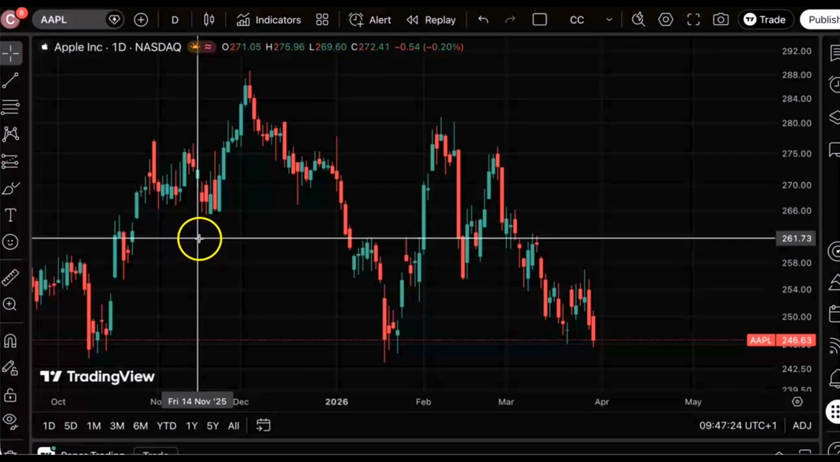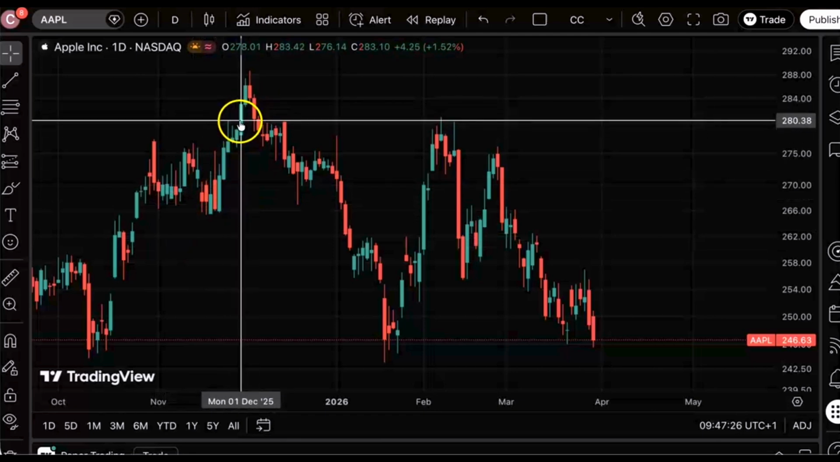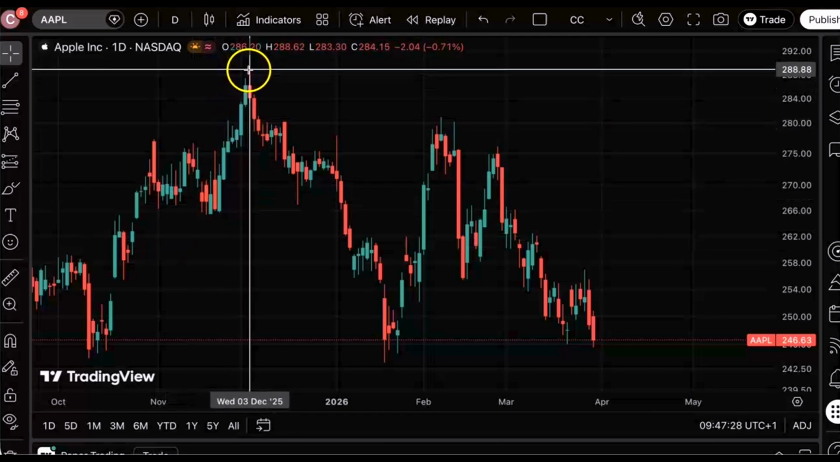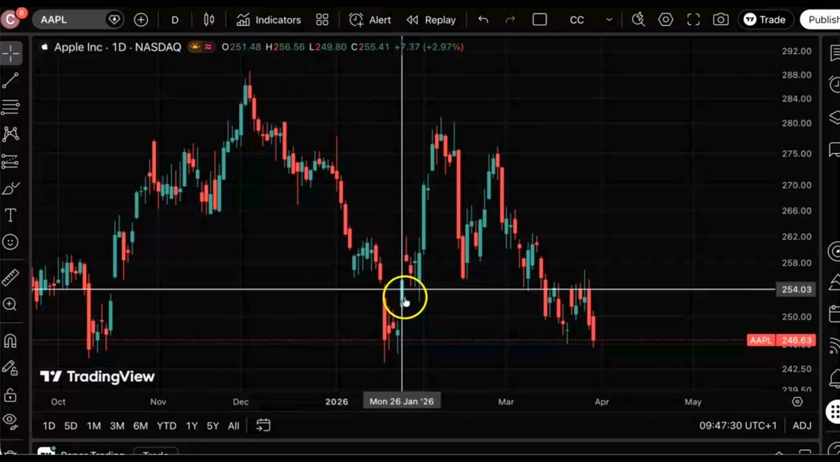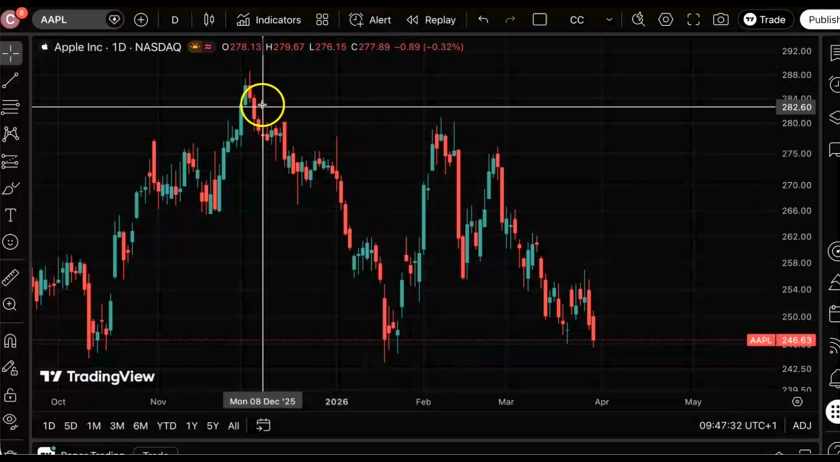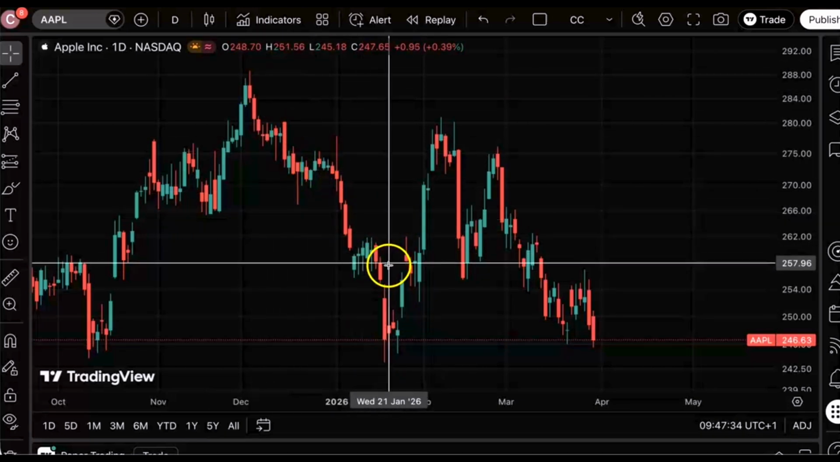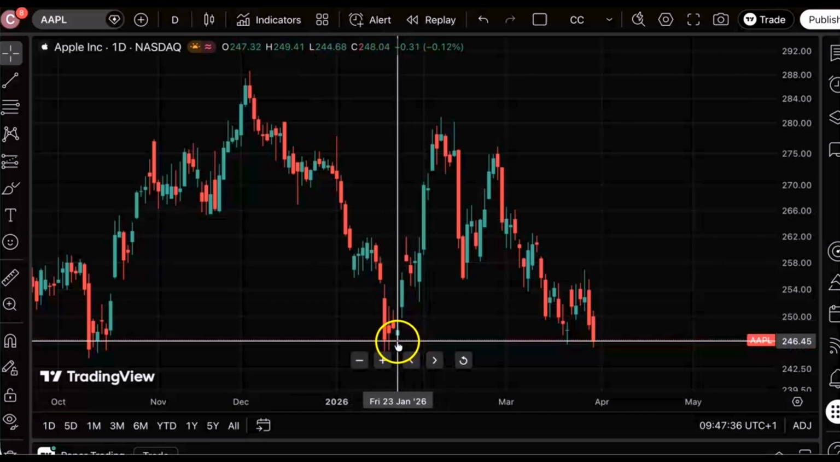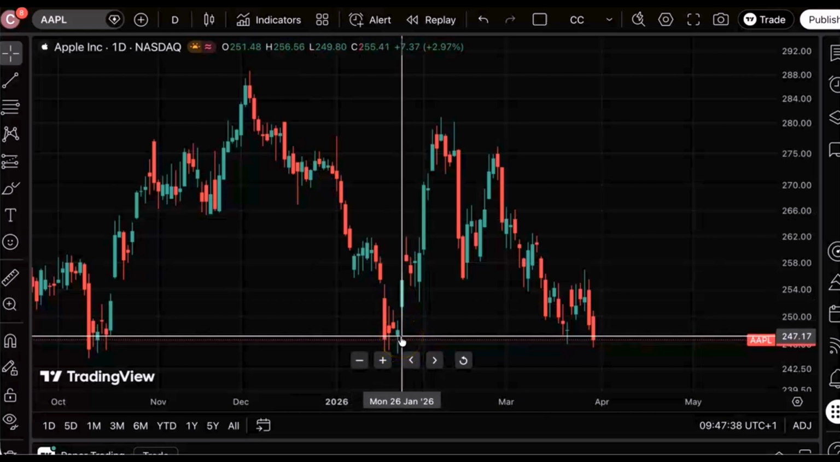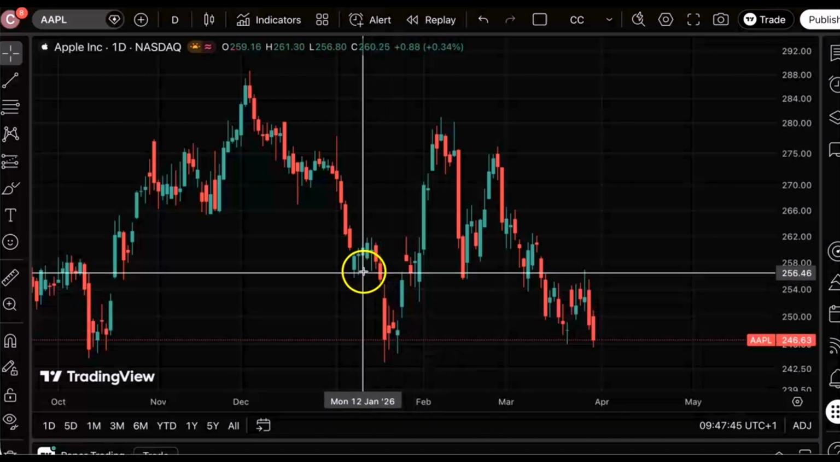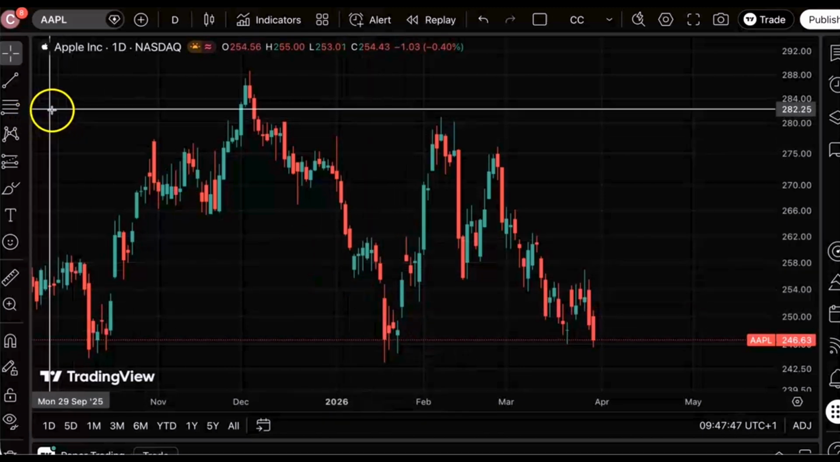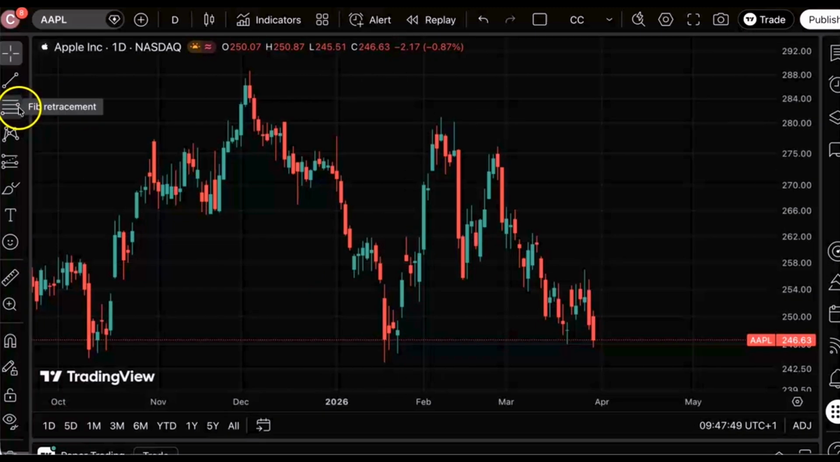Now let's look at an example. Here we have an Apple chart. And if we were looking at this when Apple went from a high here down to this low, we would assume that Apple is going to go into a downward trend, possibly. So at this point we will draw the Fibonacci retracement.